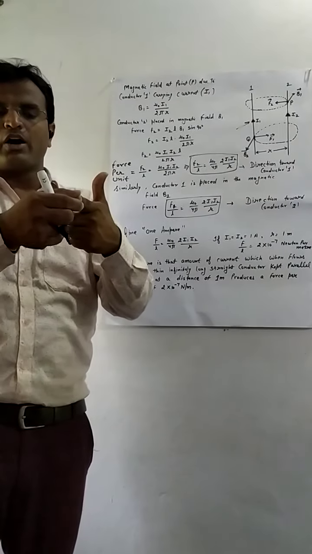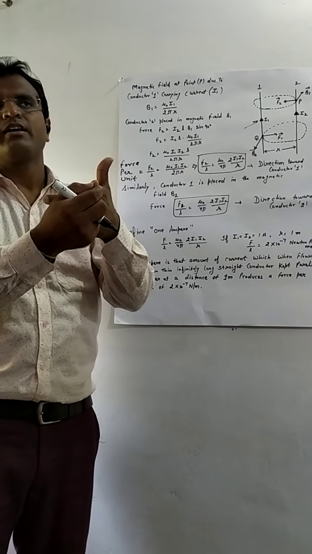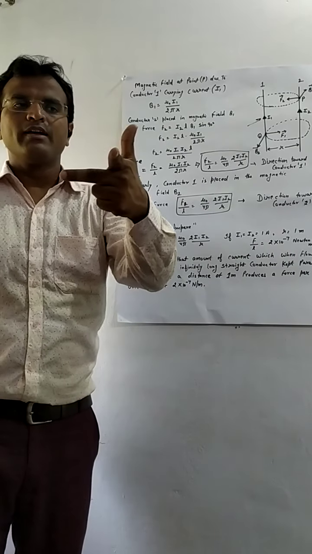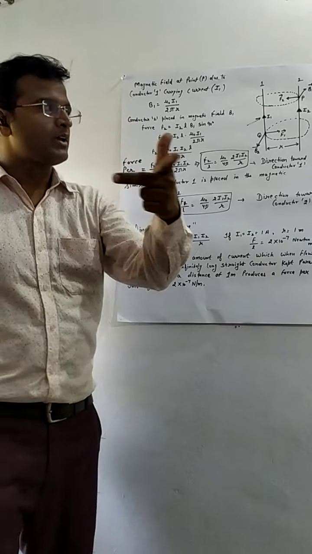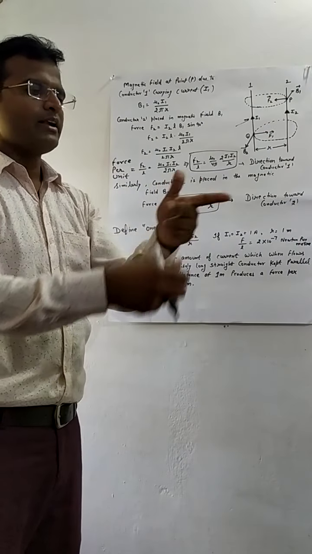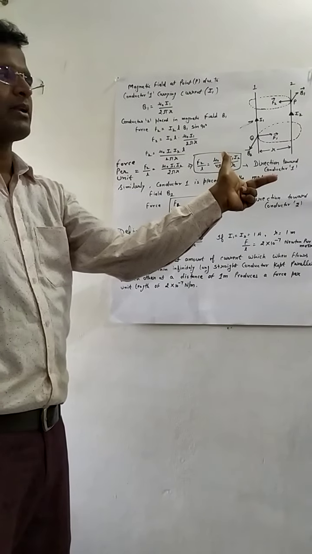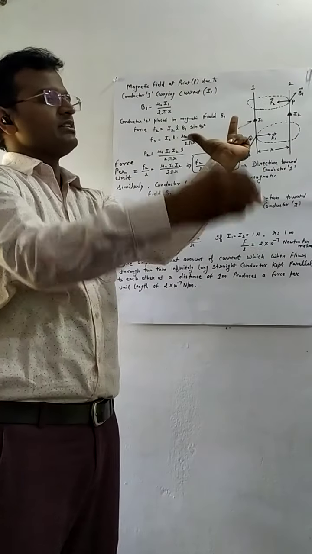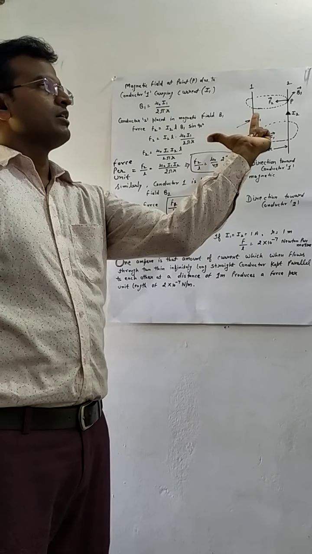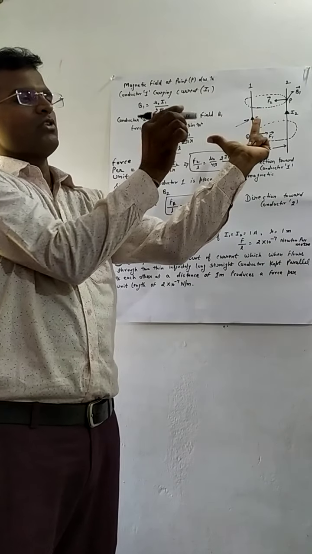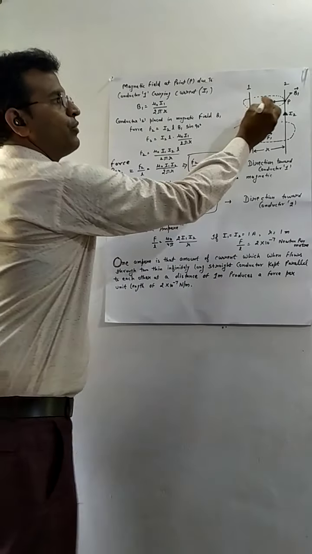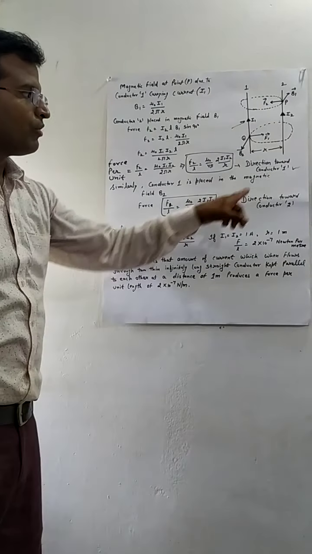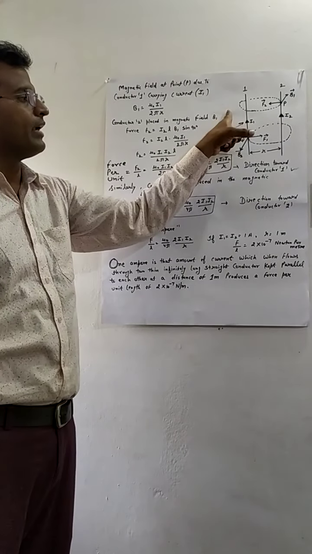left hand rule. According to this rule, the first finger gives the direction of magnetic field, the middle finger gives the direction of current, and the thumb gives the direction of force. In this case, what is the direction of magnetic field? The direction of magnetic field is inside the paper. The middle finger gives the direction of current. This is the direction of current, this is the direction of magnetic field, then the thumb gives the direction of force, and this is the direction of force. Okay, so that force acts toward conductor 1.